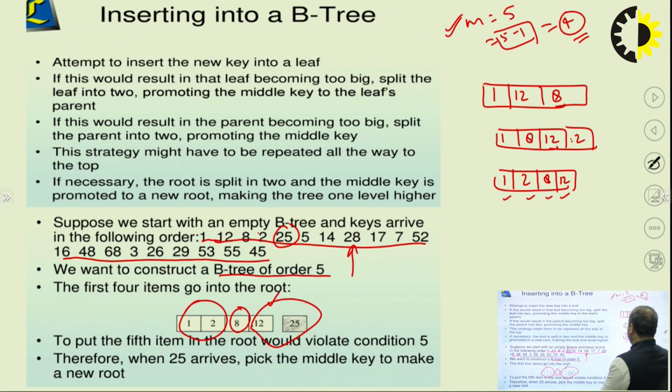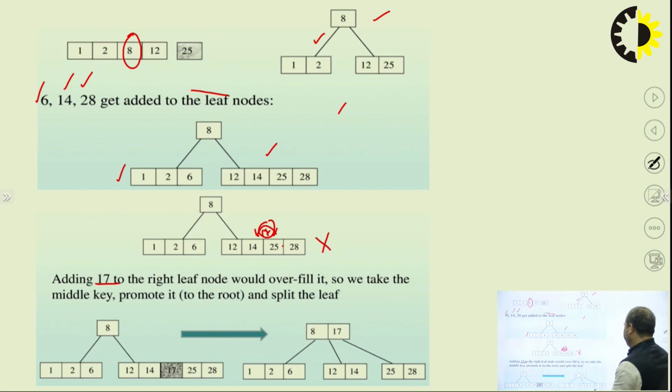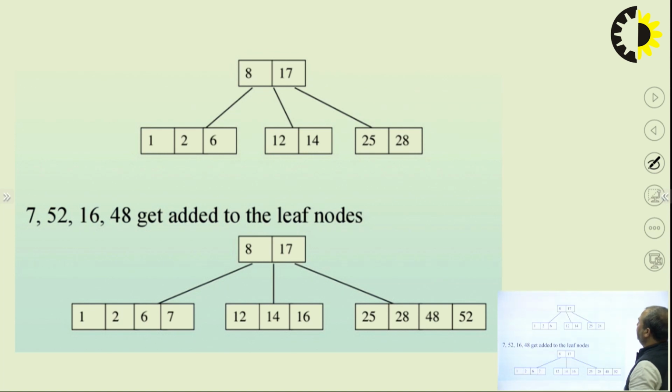Then next, what is the next element? After 17, we have to insert 7. Where will 7 go? 7 is less than 8, so it will be the left child, and this node has 3 key values, so it can accommodate. So 1, 2, 6 and 7. In the next we can see 1, 2, 6 and this one is the same, 7. This node can go here, and this 7.